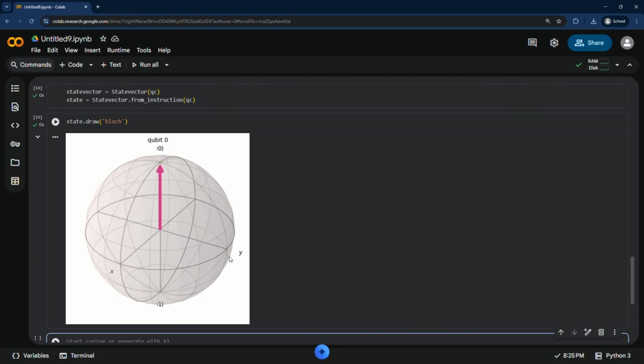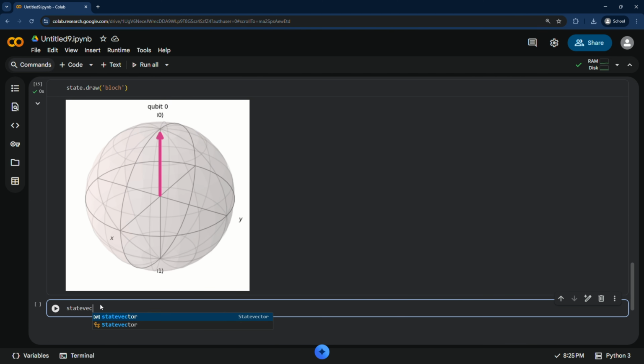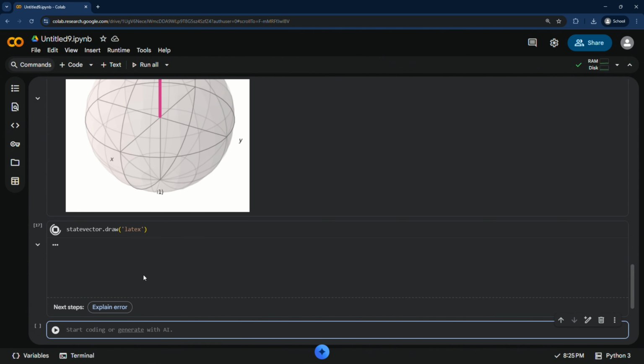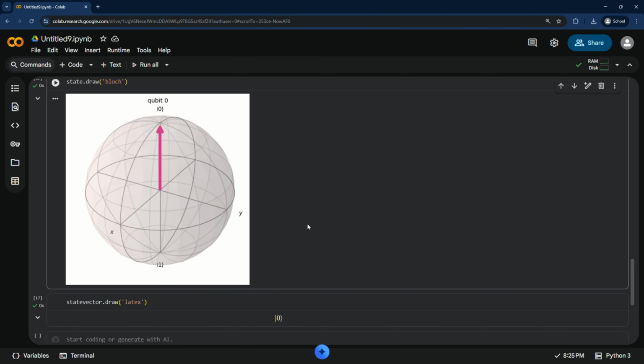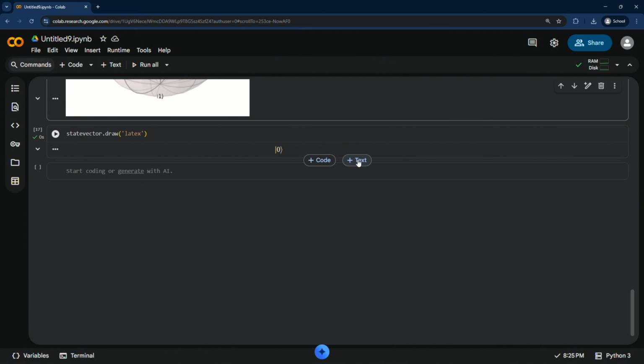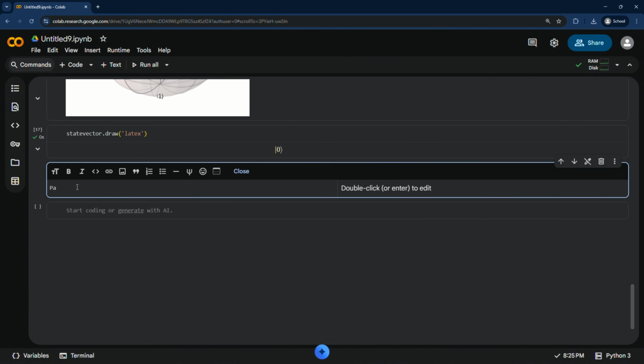Notice the Bloch sphere. The vector does not move. It still points straight up. In the Bloch sphere, nothing changes. Now look at the latex output. You will see the state remains 0. For state 0, the Z gate does not introduce a visible phase difference. Now let's reset again and apply the Pauli Y gate.